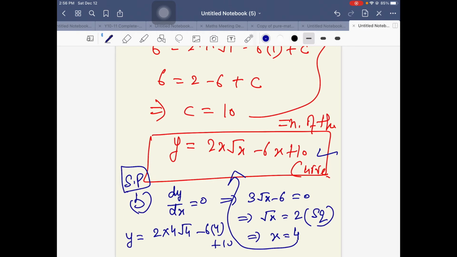If we simplify further, what do you get here? 4 times 2, 8. 8 times 2, 16, right? So 16 minus 6 times 4 is 24, plus 10. So we get y equal to 16 plus 10 is 26, minus 24 is 2. So y is 2 and x is 4. Let's check again. 2 times 4, 8 times 2, 16, minus 6 times 4, 24, plus 10. So 16 plus 10, 26, minus 24 is 2. So x is 4, y is 2. So the stationary point is basically (4, 2).